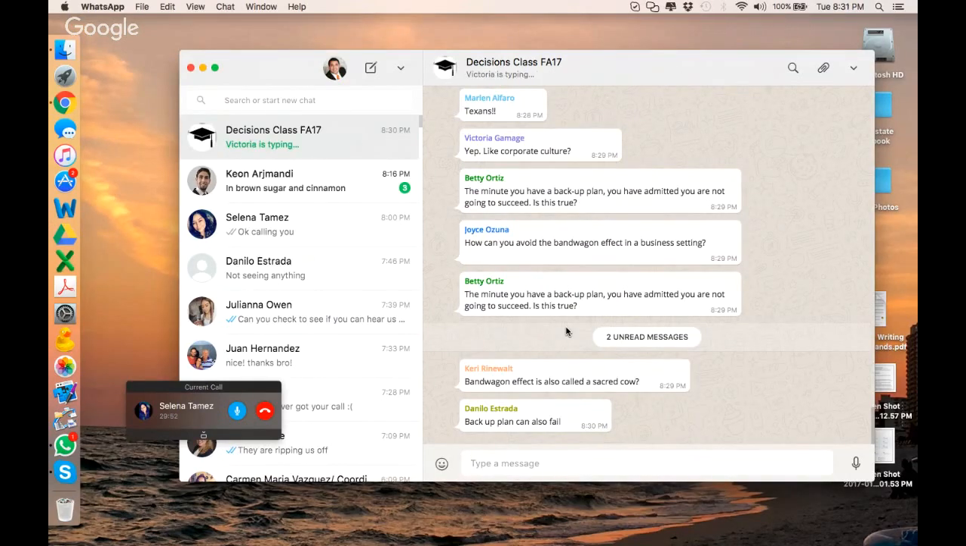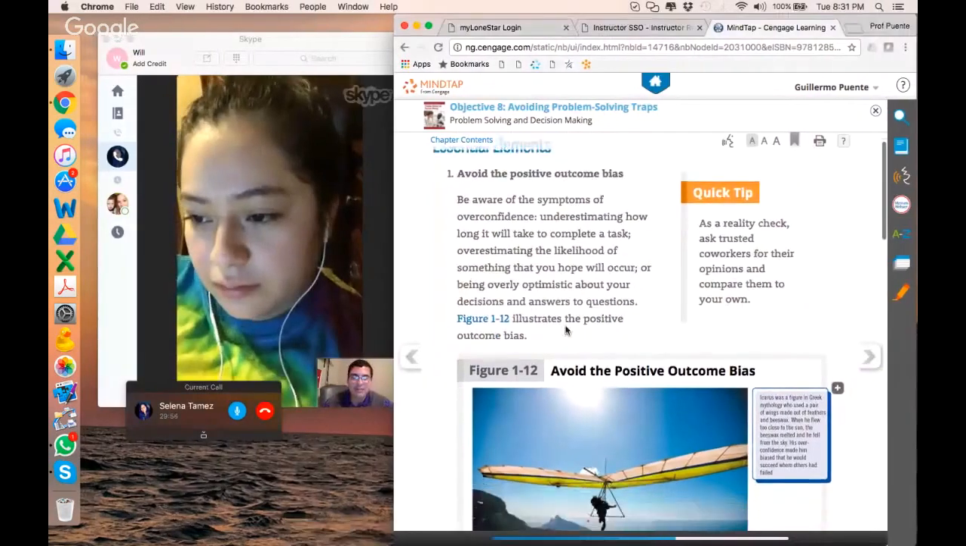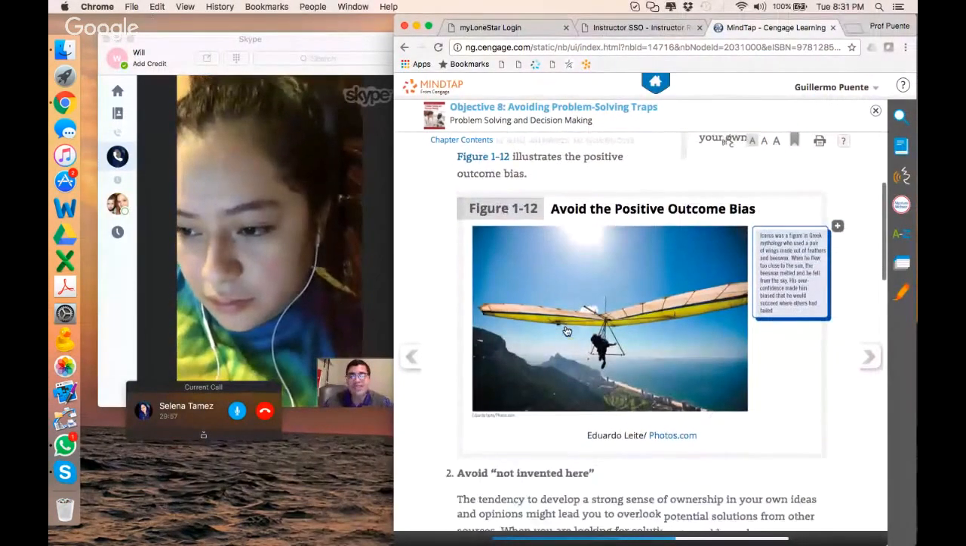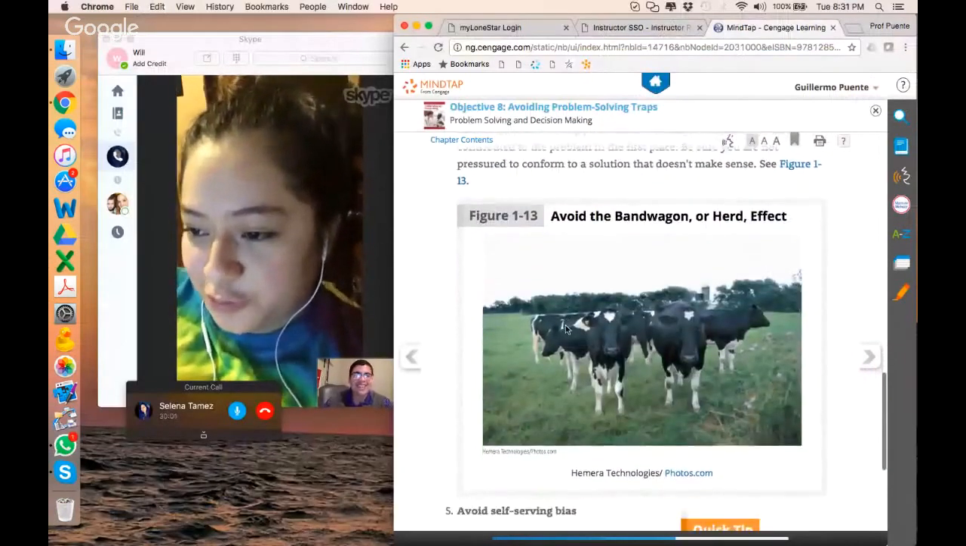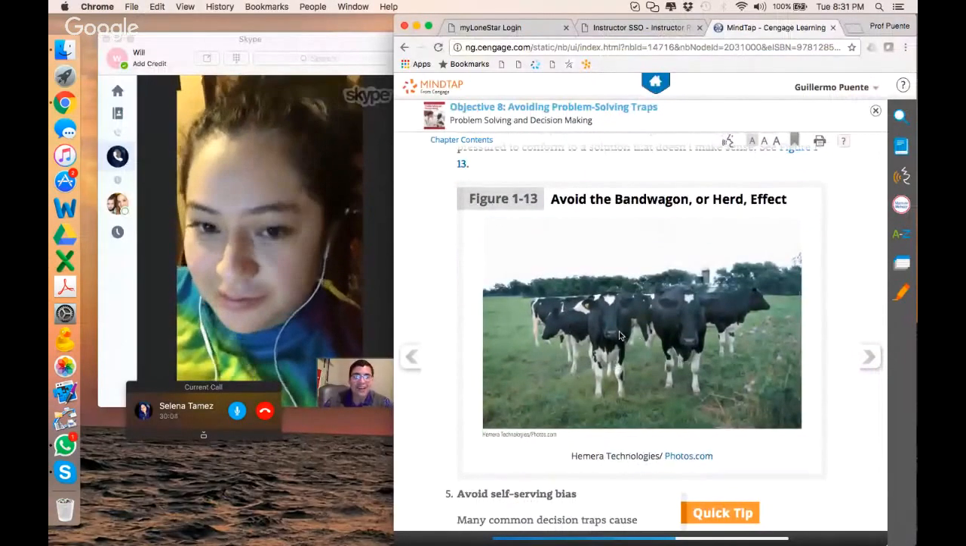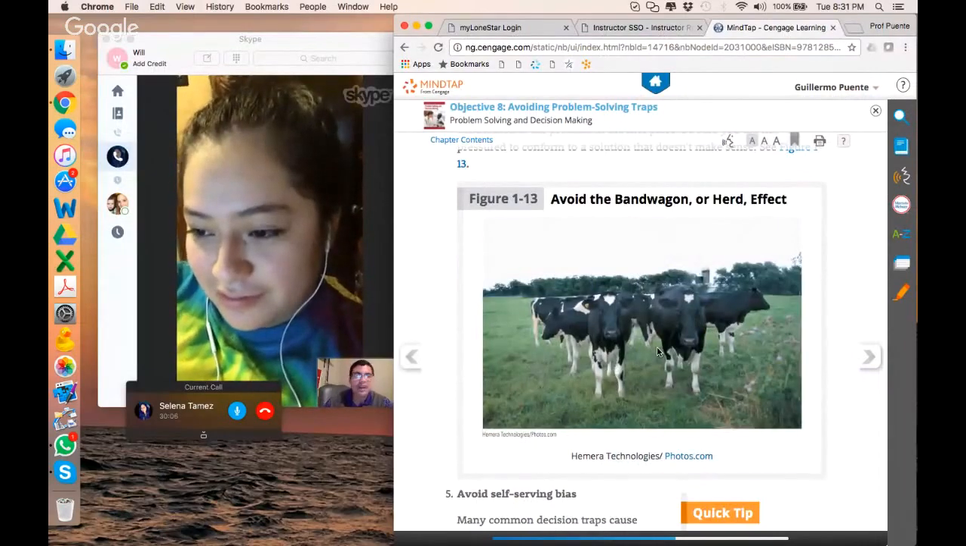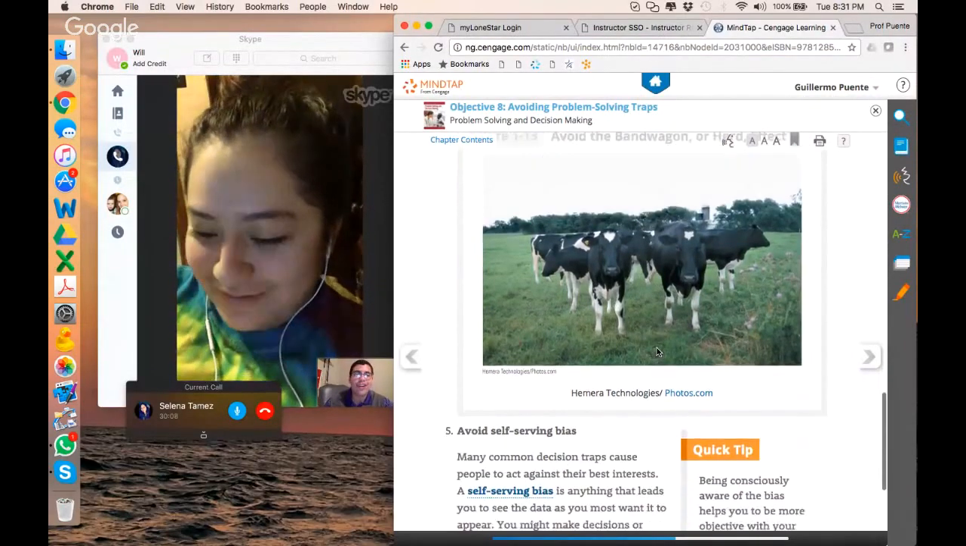Backup plan can also fail. That's right, Danilo, and that's what we said. Maybe have a plan C, or it's just not meant to be, right? Because it's not academic here. So, hey, it's funny I said sacred cow. What do you see in this picture? A cow. Or the herd effect.